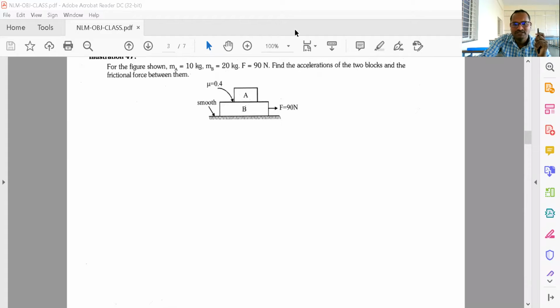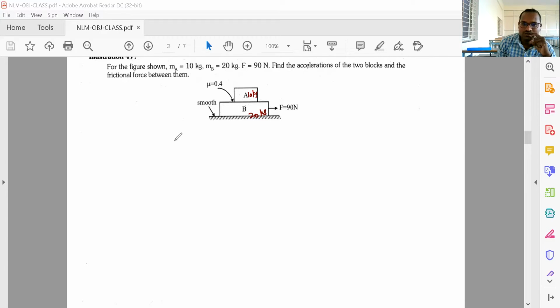Example number 47. Now, see, again two blocks, A and B. A is 10 kg and B is 20 kg. F is 90 Newton and the force is acting on block B. Remember this, force is acting on block B. Find the acceleration of the two blocks and the frictional force between them.